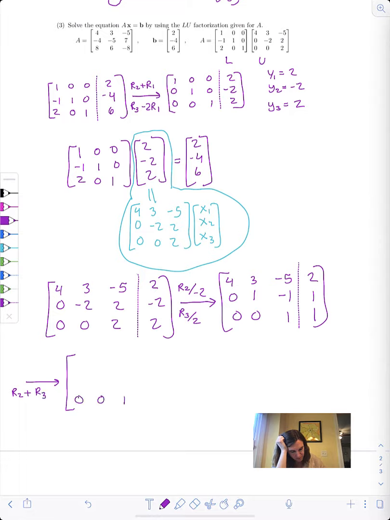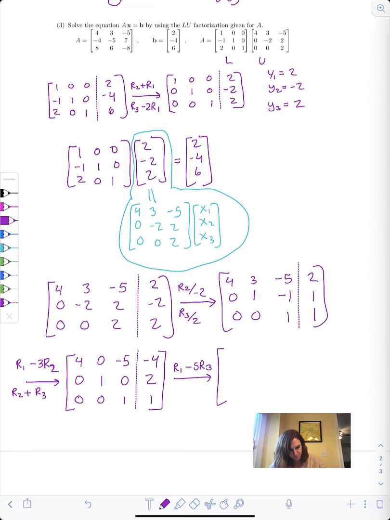So row 3 is good, and then when we do this, row 2 is good, and we may as well just operate on row 1. Let's do row 1 minus 3 row 2 to get rid of this 3 here. So we have 4, 0, that negative 5 isn't going to change, but that 2 minus 3 times 2, so 2 minus 6 gives us a negative 4. And then finally, let's do row 1 minus 5 row 3.